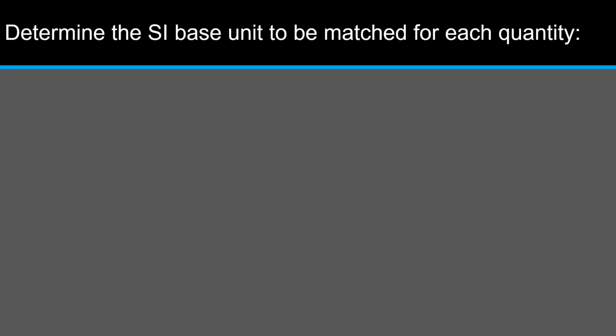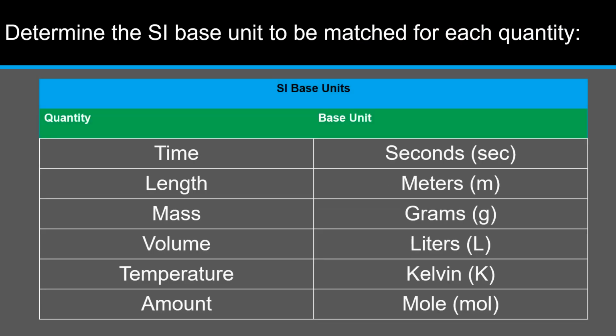In your spiral, I want you to copy down the most common units that we're going to be measuring in lab. We'll write down the quantity on the left-hand side and the base unit on the right-hand side. Let's start with time. Time is measured in seconds, and I want you to write the abbreviation as well, SEC. Our units are going to be very, very important as we start manipulating and converting our measurements.